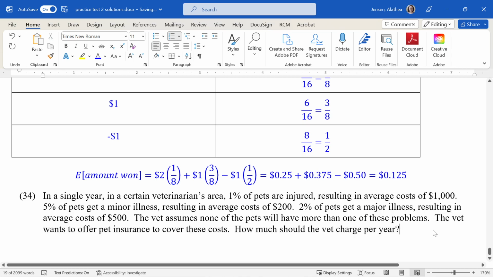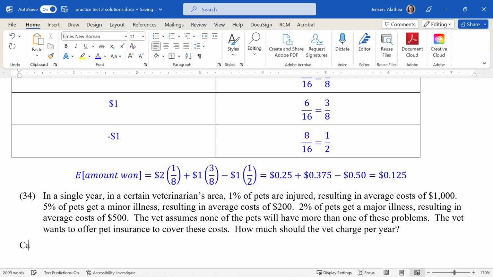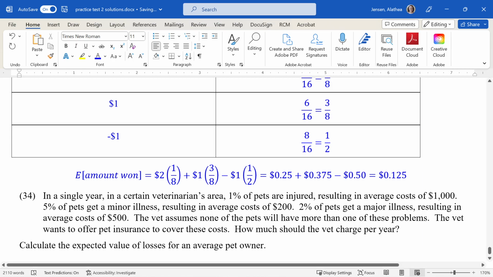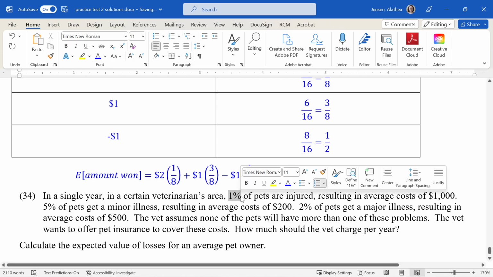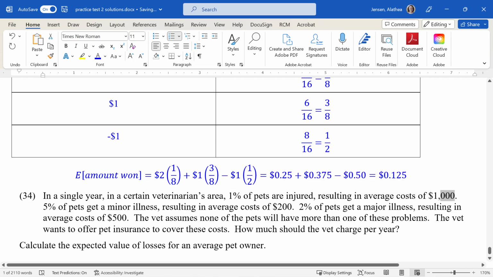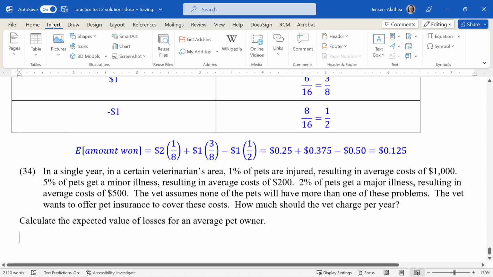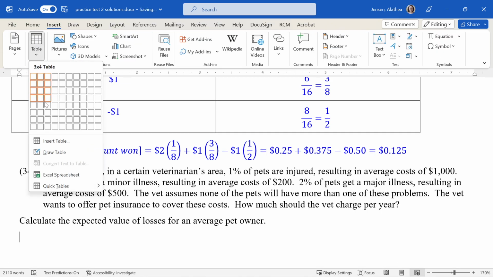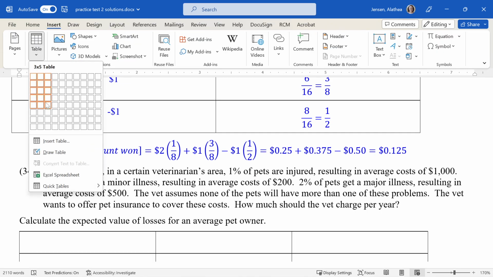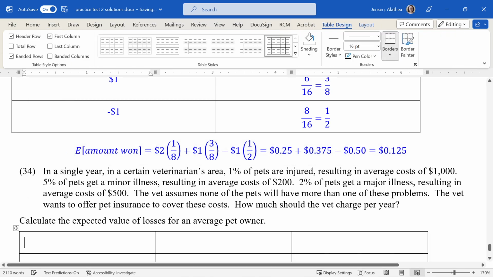So to answer this question, what you need to do is calculate the expected value of losses for an average pet owner. Okay? So the expected value of losses we can get by taking these percentages and these loss amounts. So what I'm going to do here is make a little table. So let's see, I think there were only 1, 2, 3, 4. Yeah, I think that's enough.